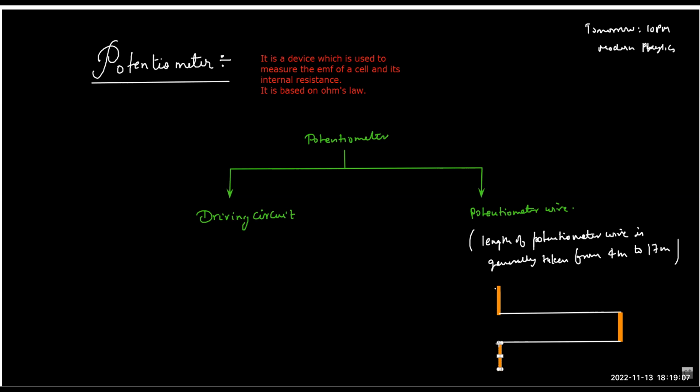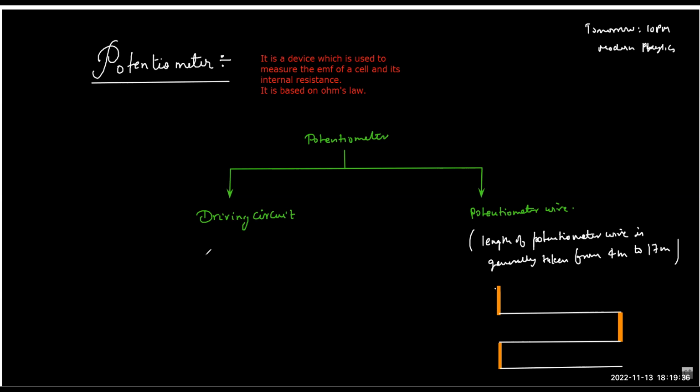And you can make any number of turns. I have less space, so I'll stop here. So the orange part is basically the thick metallic strip. And you will have some meter scale also attached to the bench so that you can read it accordingly. So they put the calibration on the table itself, which is easier to read.